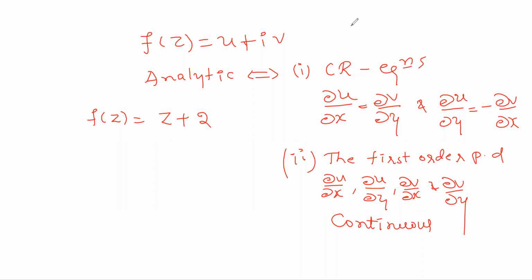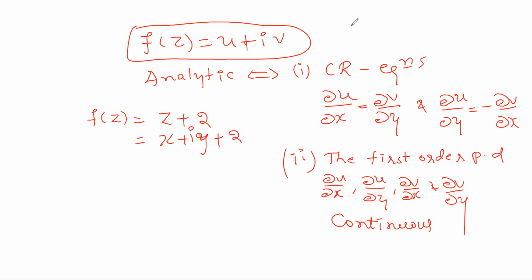First thing, we have to express it in real part and imaginary part. You have to note down the u and v of the given function. Here z means x + iy, so f = x + iy + 2. To separate the real and imaginary parts, it will be (x + 2) + iy. So this is the real part and this is the imaginary part. That means u = x + 2 and v = y.